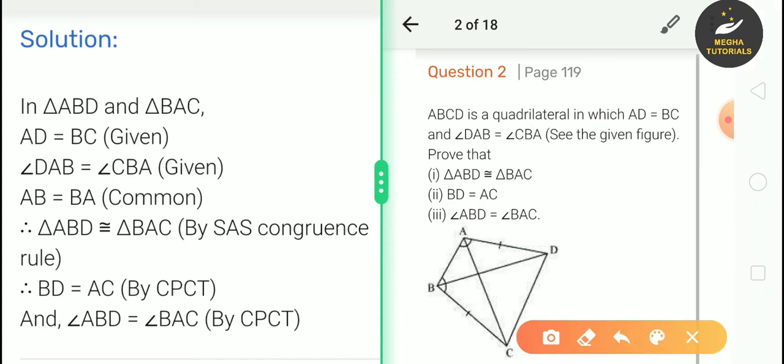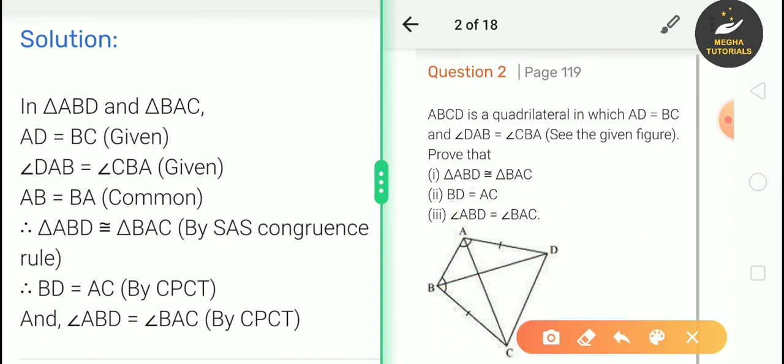So in triangle ABD and triangle BAC, in these triangles it is given that AD is equal to BC, given. Second, angle DAB is equal to angle CBA, given. And AB is a common side between these two triangles. So we can write AB is equal to BA, or AB is equal to AB, common side. Therefore, if you can observe, in one triangle, side, angle and this side AB, it is forming SAS. Therefore, triangle ABD and triangle BAC are congruent by the side angle side congruency test.